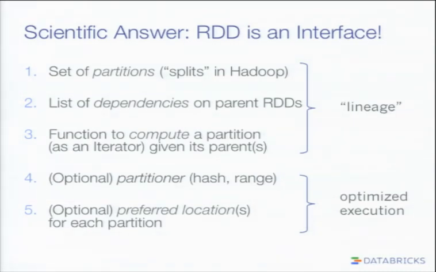And the fourth and the fifth, the partitioner and the preferred locations, are actually used by Spark internally in the scheduler to optimize the job execution. Essentially, the ultimate goal is to minimize any network I/O where needed.